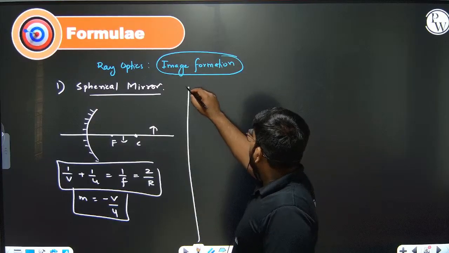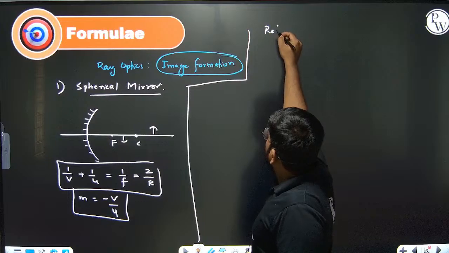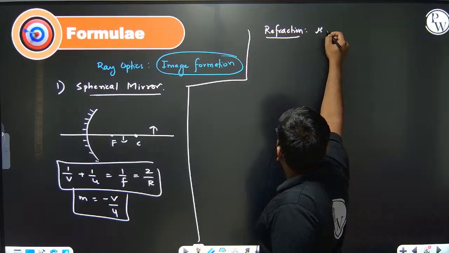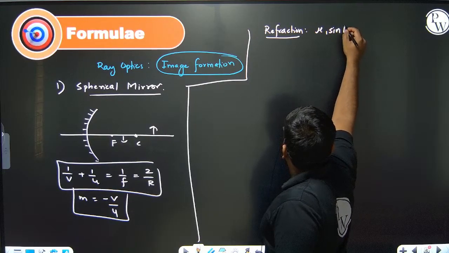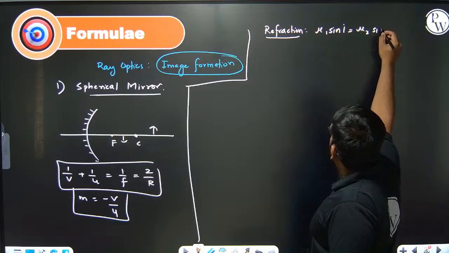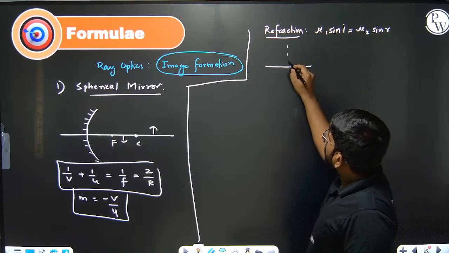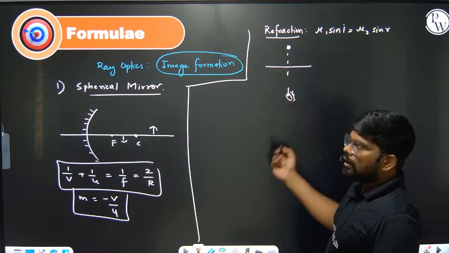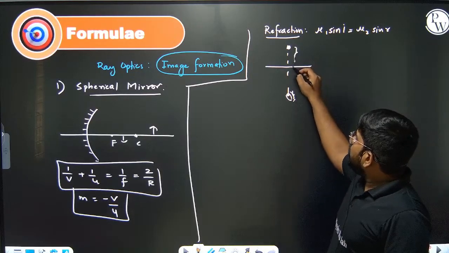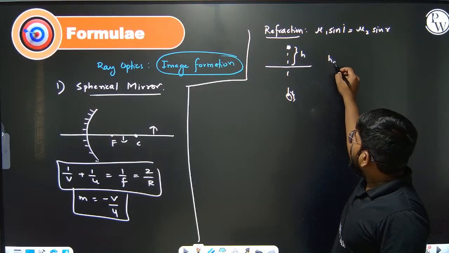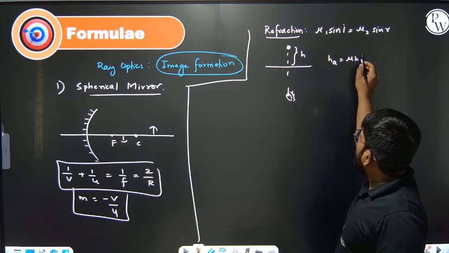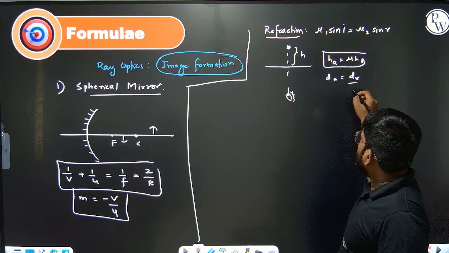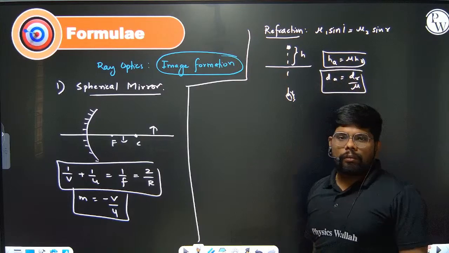Next, regarding refraction, that is where the major applications are. Refraction starts with the laws of refraction, and the major thing is Snell's law: mu1 sin i = mu2 sin r. Then applications: if the object is in a denser medium and the observer is in a rarer medium, what is going to happen? The apparent depth will be the real depth divided by mu, and if you reverse it, the apparent height will be mu times the real height. These applications we have to remember.